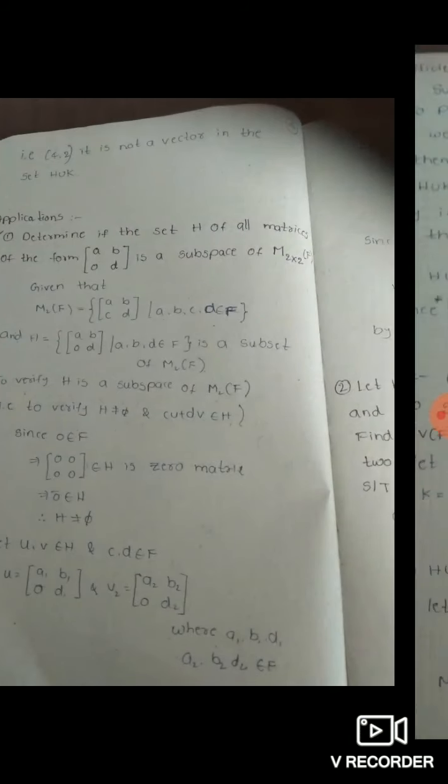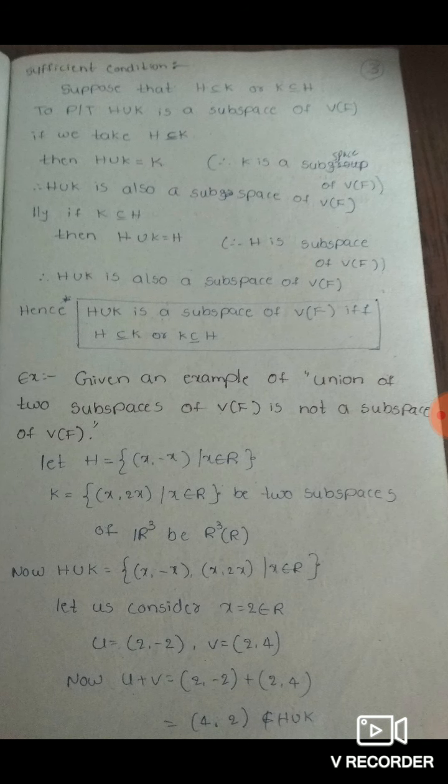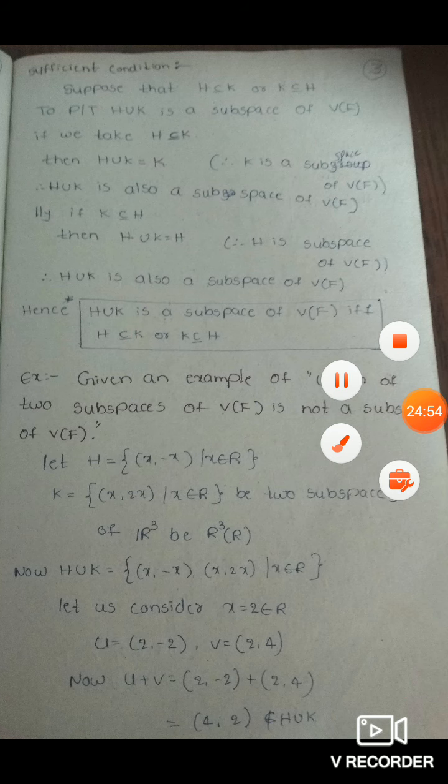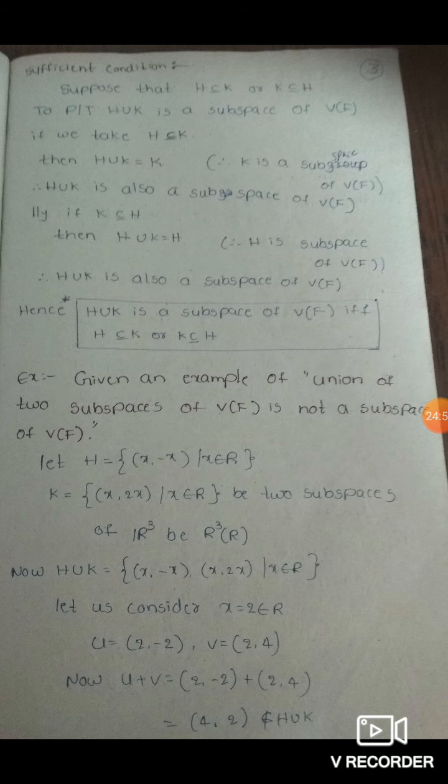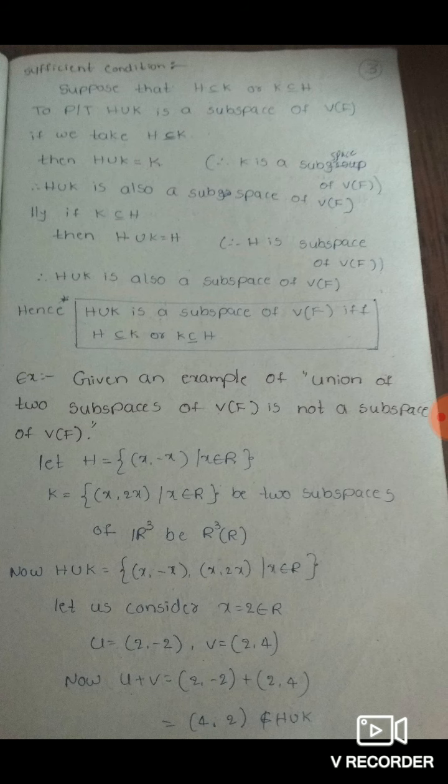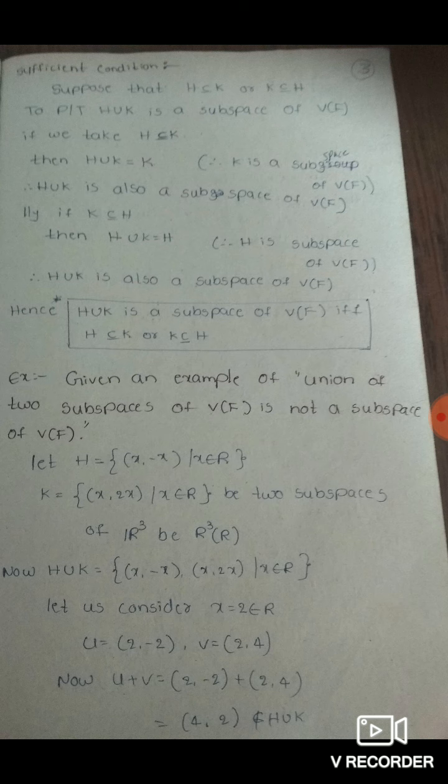We take one example. Give an example where the union of two subspaces of V of F is not a subspace of V of F. First, let H equal the set of vectors (x, -x), x belongs to R, and K equal the set of vectors (x, 2x), such that x belongs to R. These are two subspaces. We take H and K, and now H union K.